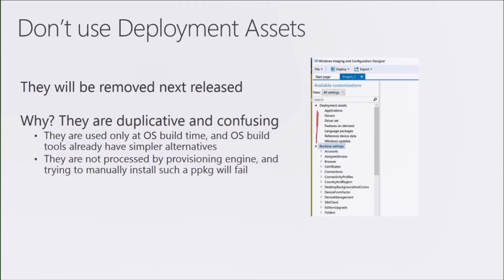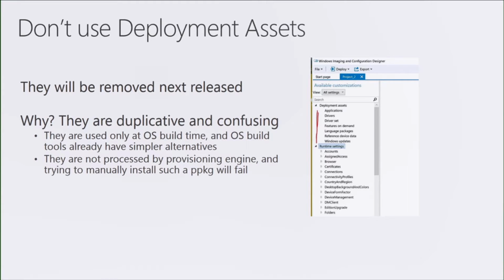Next is, don't use deployment assets. You didn't see deployment assets in the version of ICD that I was using, and that's because I installed ICD standalone without the imaging tools. ICD, though, is part of the ADK, and it has a bunch of imaging tools. Before Anniversary Update, you always had to install it with the imaging tools. So if you install it with the imaging tools, you'll see these deployment assets. Don't use them. They're going away.